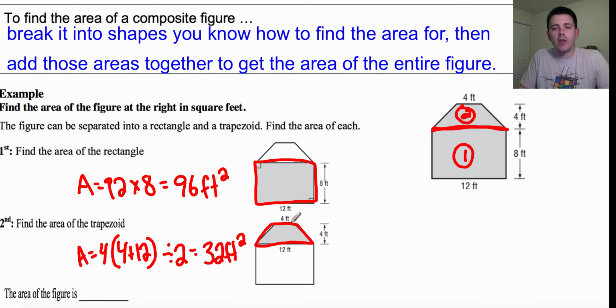So we found the area of a rectangle, found the area of a trapezoid, put them back together in order to make the whole shape. So we do 96 plus 32 is 128 feet squared. We just broke it into 2 smaller pieces that we knew how to find the area of, and those 2 pieces together form our larger shape.